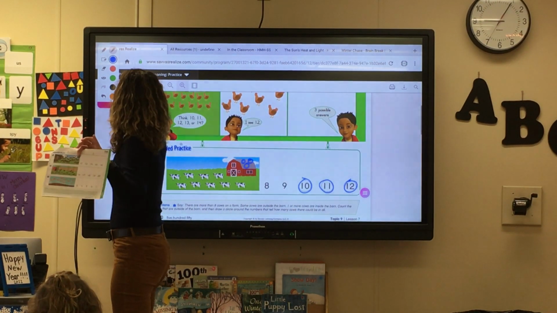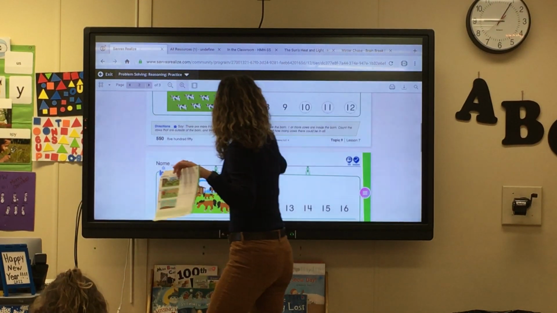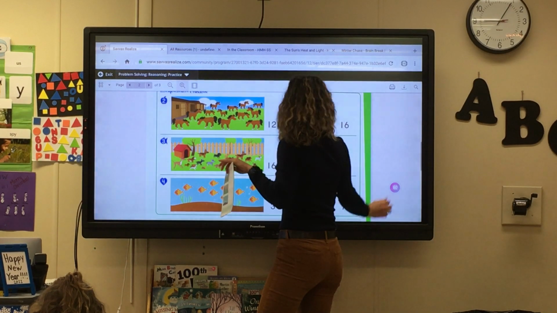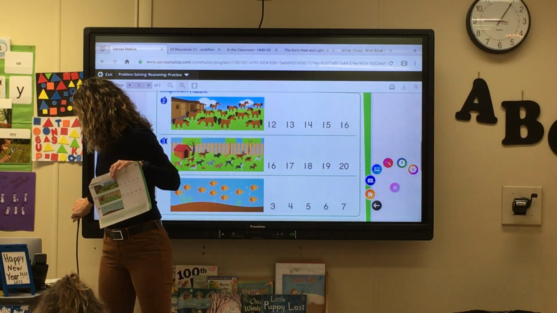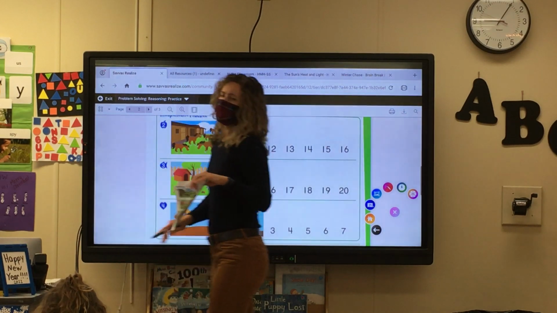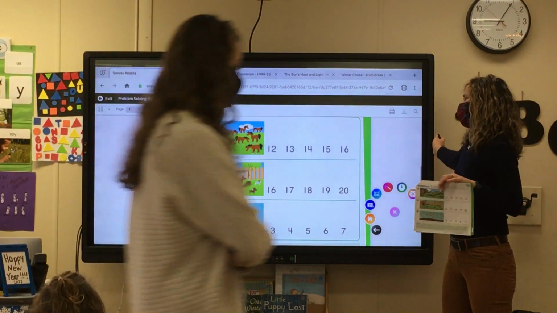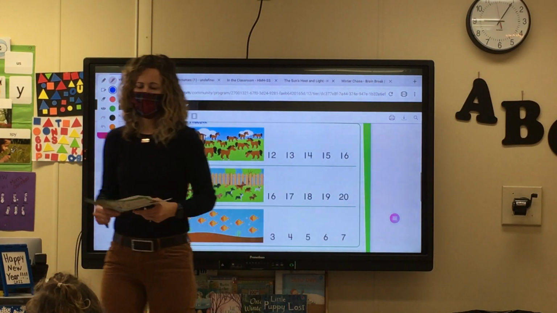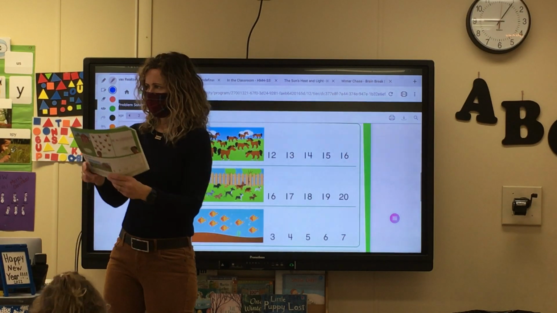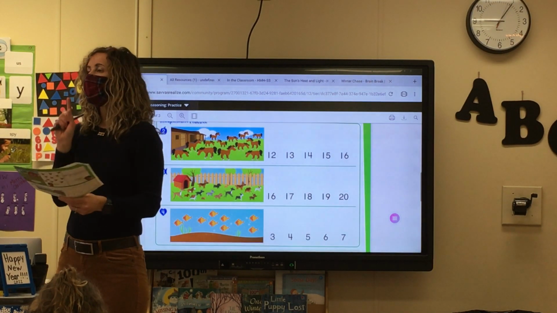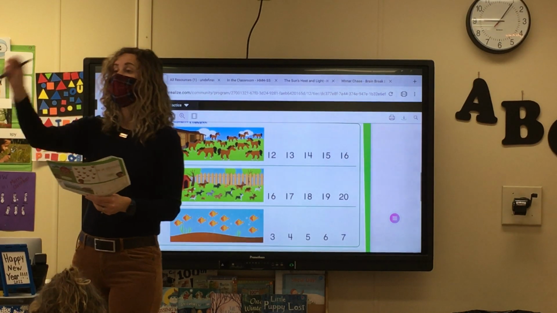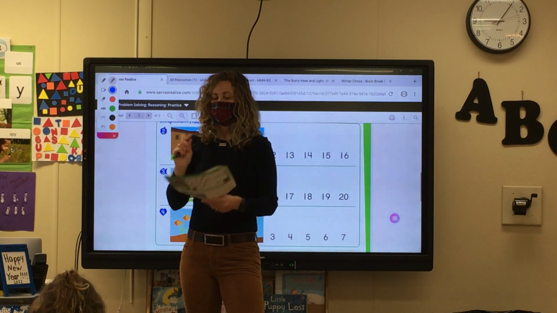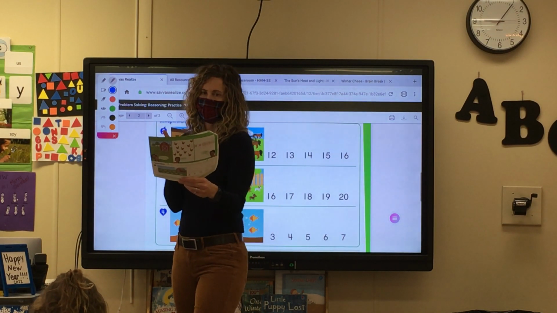All right, and look at the horses. Okay, so I'm going to have you guys help me out a little bit more with this one. Let's see how we do. So listen to the problem first, okay? We're taking a look at all these horses. Now listen carefully, there are more than 12 horses on the farm. More than 12. Some horses are outside of the stable.